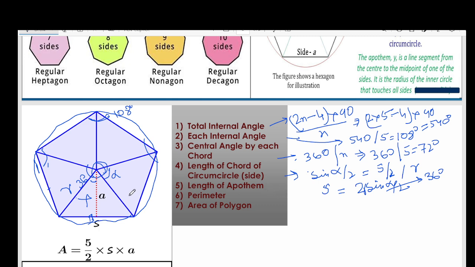Now they will give one value. Either they may give you the value of R, or the value of A, or the value of the side. Let us take the value of the side as 10 cm.